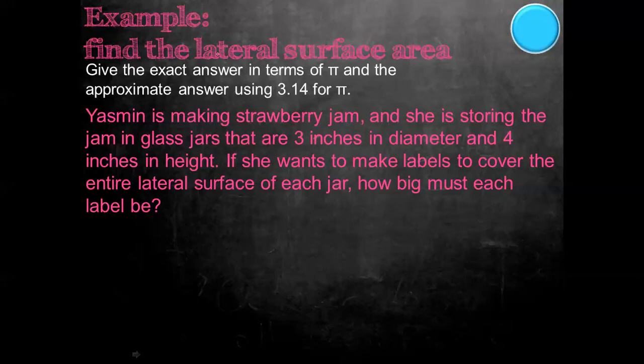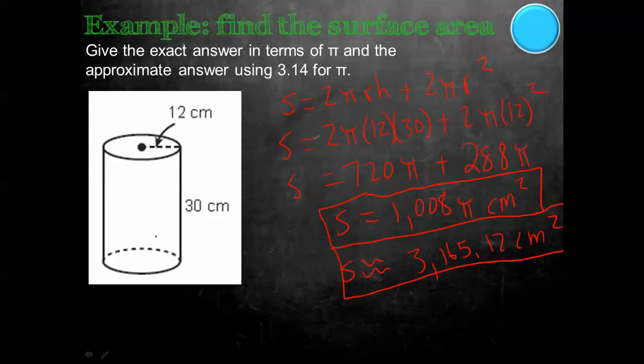Okay, on this one, we want to find the lateral surface area. Give exact terms of pi and the approximate answer using 3.14 for pi. It says Yasmin is making strawberry jam and she's storing the jam in glass jars that are 3 inches in diameter and 4 inches in height. If she wants to make labels to cover the entire lateral surface of each jar, how big must each label be?